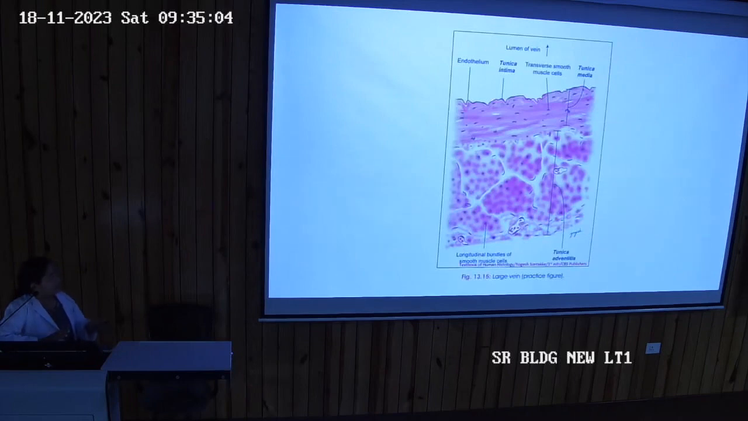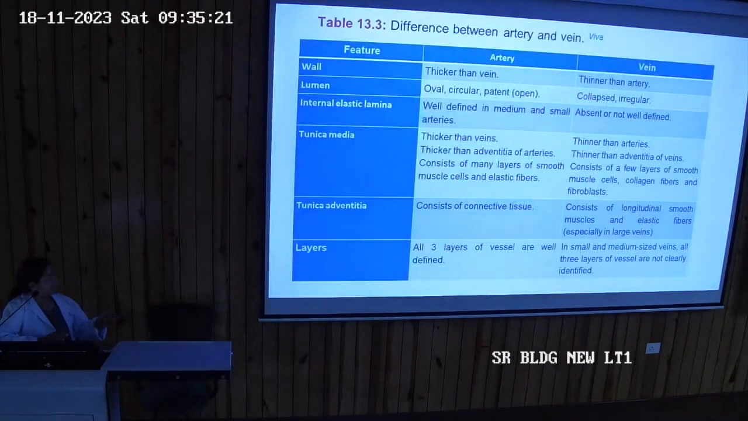So here is the handmade diagram for the large size vein, where you can see a lot of adventitia. This whole length is showing you the adventitia, and this is the tunica media, and the little one is the tunica intima. Now what are the differences between arteries and veins? This is another question that is asked to you.